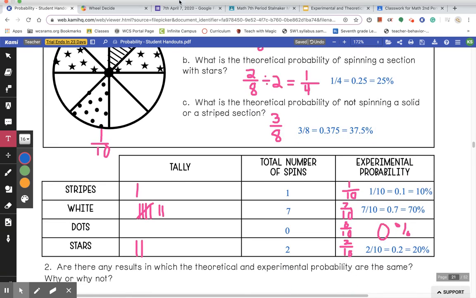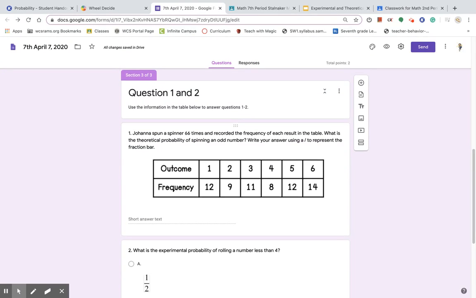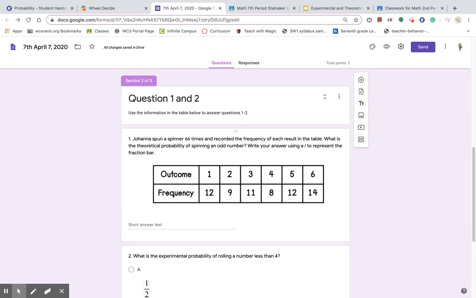So for your exit tickets, here is your problem. So the first question: Johanna spun a spinner 66 times and recorded the frequency of each result in the table. What is the theoretical probability of spinning an odd number? Write your answer using a slash to represent the fraction bar. So disregard the 66 times for right now. So it's asking, what is the theoretical probability of spinning an odd number?